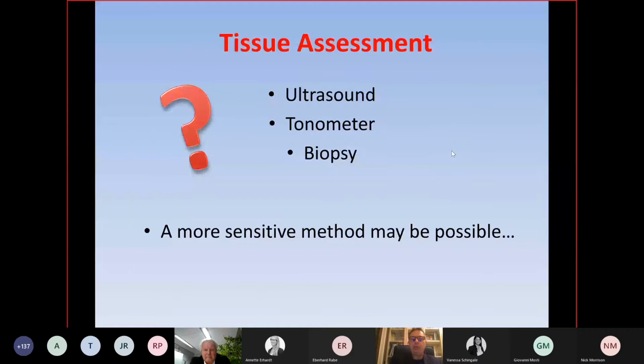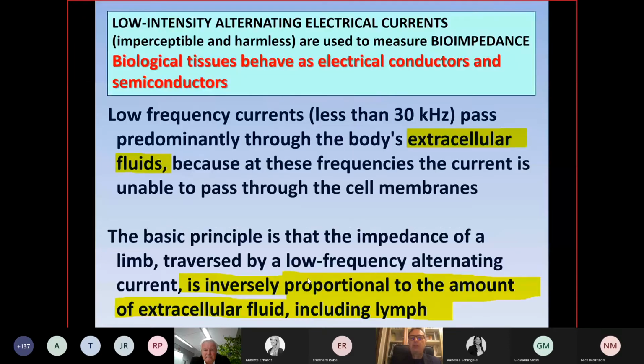Furthermore, when we speak about tissue assessment, things are more complicated because we know that we have ultrasound, tonometer, biopsy, but again, a more sensitive method could be possible. And here, bioimpedance comes. What is bioimpedance?